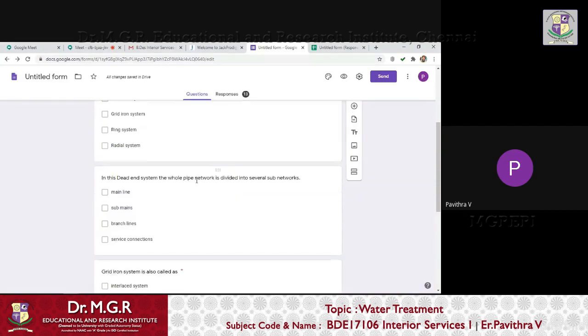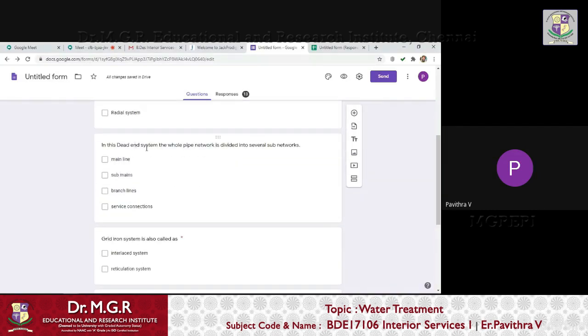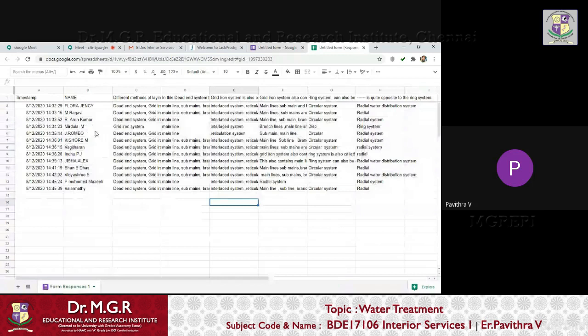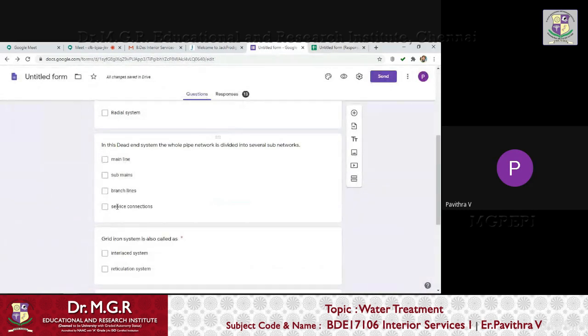Different methods of laying water distribution system. Okay. In the dead-end system, the whole pipe network is divided into several sub-networks. That is the main, sub-main, branch, and the service connections. So it will be main, and after that sub-main, then branch, then service connection. So all the four will be the answer for that. Again, Arun Kumar, Mridula and Romeo have given a single answer for that. It's wrong. All four options will be the answer for that.